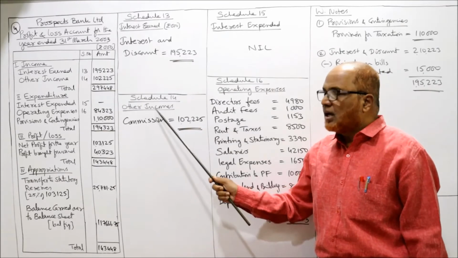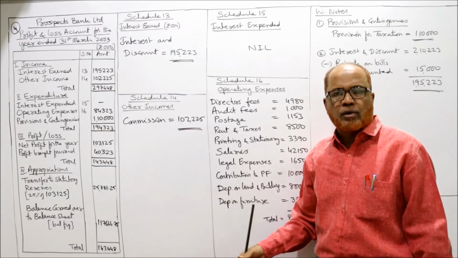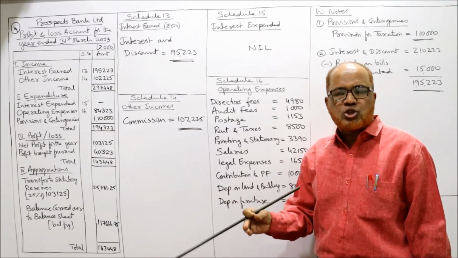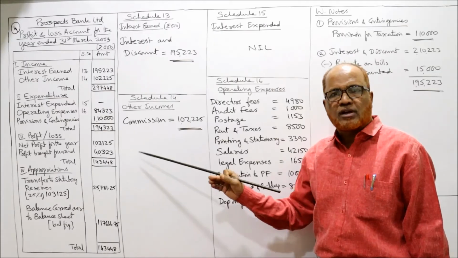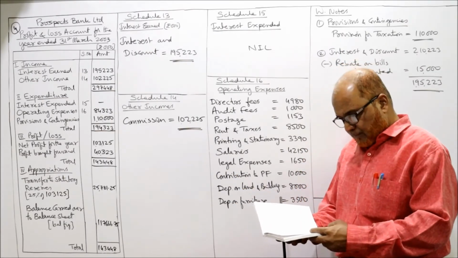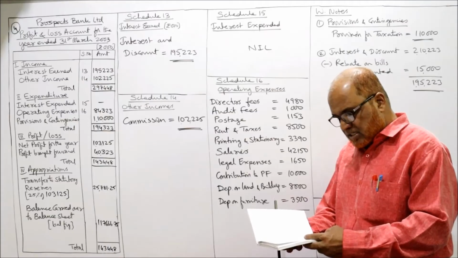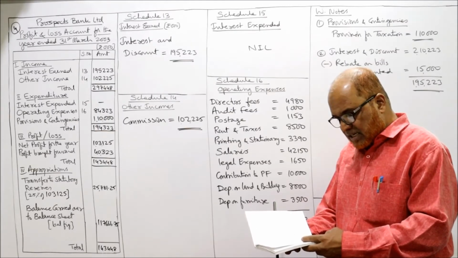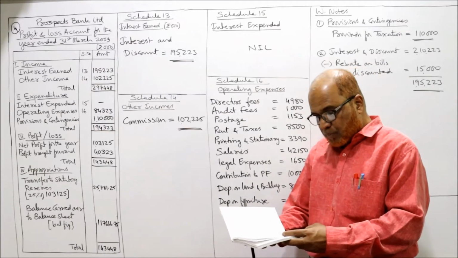Commission is other income. Commission will be taken under other income. Always in every problem, commission, exchange, brokerage: these items will come under other income. So commission 1,02,225. Postage, rent and taxes, printing and stationery, salaries, legal expense, contribution to provident fund.